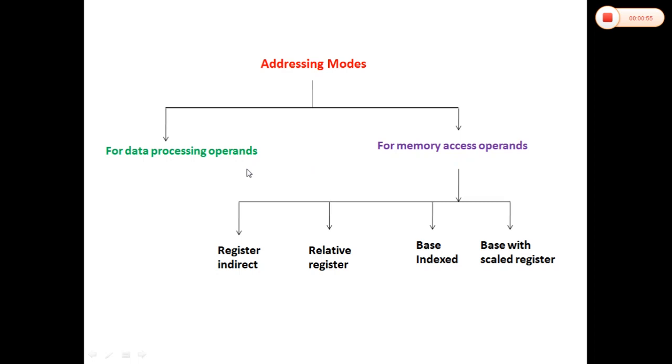As we know, the ARM processor can process only the data which is present in the internal register file. So these addressing modes are useful for that. But a major amount of data is present in the system memory, and therefore these addressing modes are typically used to access that kind of data. The addressing modes for memory access operands have further subcategories as shown here. First of all, let us discuss the addressing modes for data processing operands.